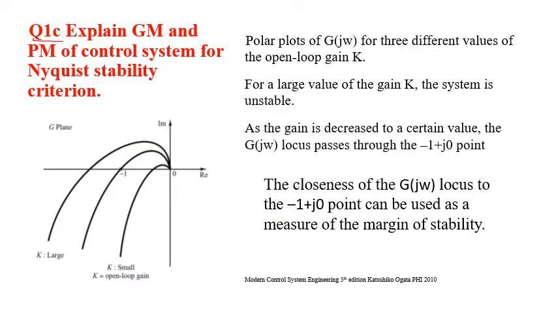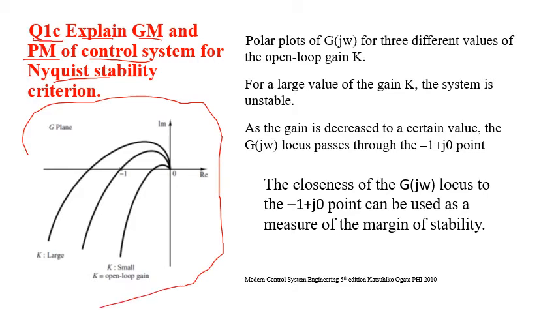Question number 1C is: explain the gain margin and phase margin of control system for the Nyquist stability criterion. Before moving to the Nyquist stability criterion and then the gain margin and phase margin, we'll first discuss how the polar plot will change with respect to the gain. So this is a general polar plot for an open loop system whose gain is designated by K.